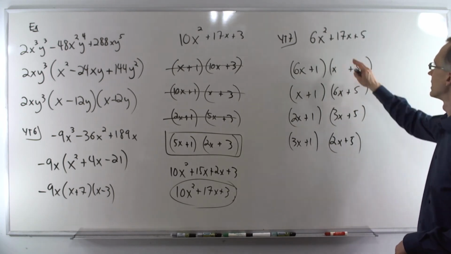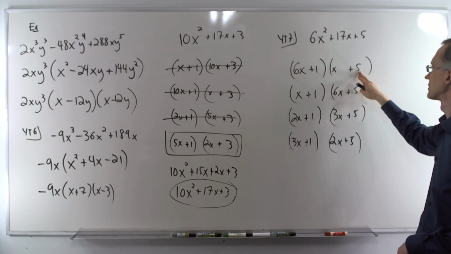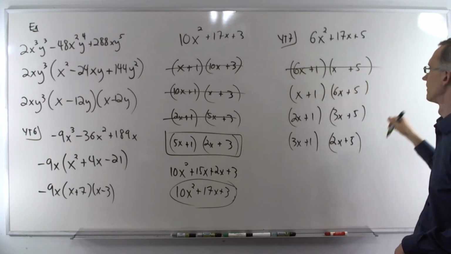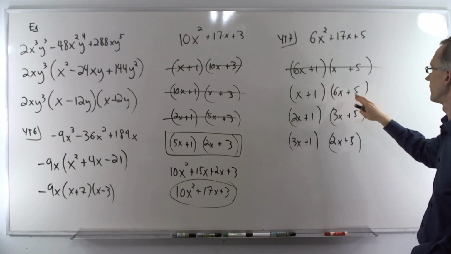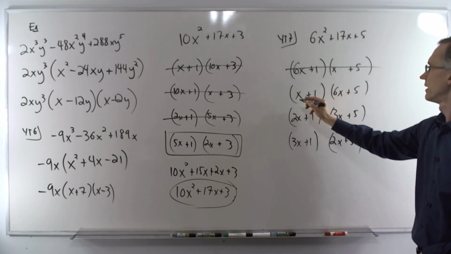Let's FOIL to get 17x. 6 times 5 is 30, plus 1, 31. Nope. x times 5 is 5x. You have 6x here, that's 11x total. No.